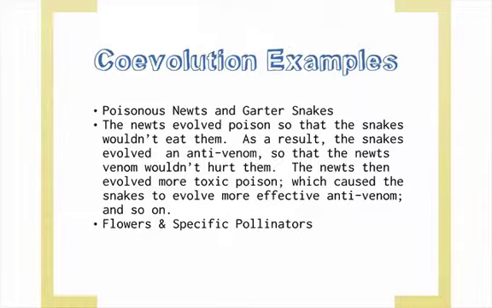As a result, eventually the snakes evolved an anti-poison, an anti-venom, so that the newts wouldn't hurt them when they ate them. Then the newts decided to say, hey, we don't want to be eaten, so they evolved a more toxic poison, which causes snakes then to evolve a more effective anti-venom, and so on.